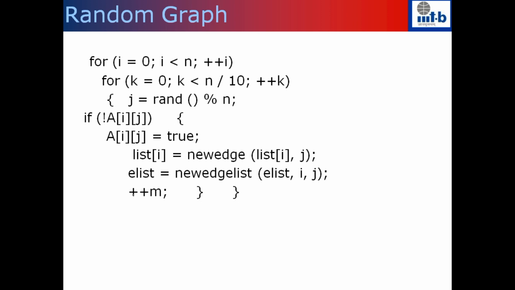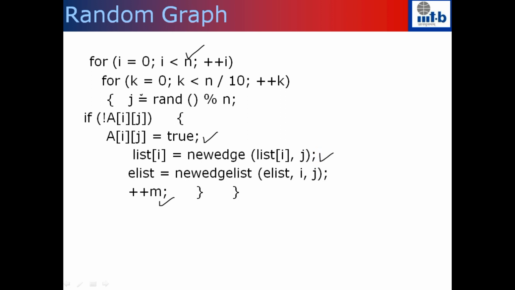We can quickly look at code to generate a random graph. Here I am trying to generate a random graph which has n vertices in it, and m is the number of edges that I am going to create. So what it does is that it creates a random j and tries to add an edge i, j in the graph. So I have 3 representations. One is a of i, j, the adjacency matrix representation. List is the adjacency list representation.